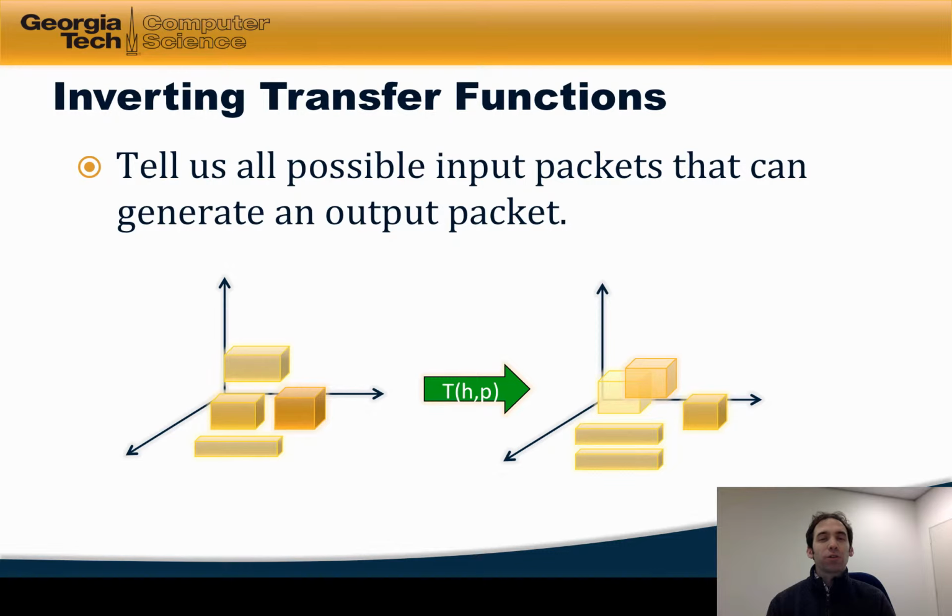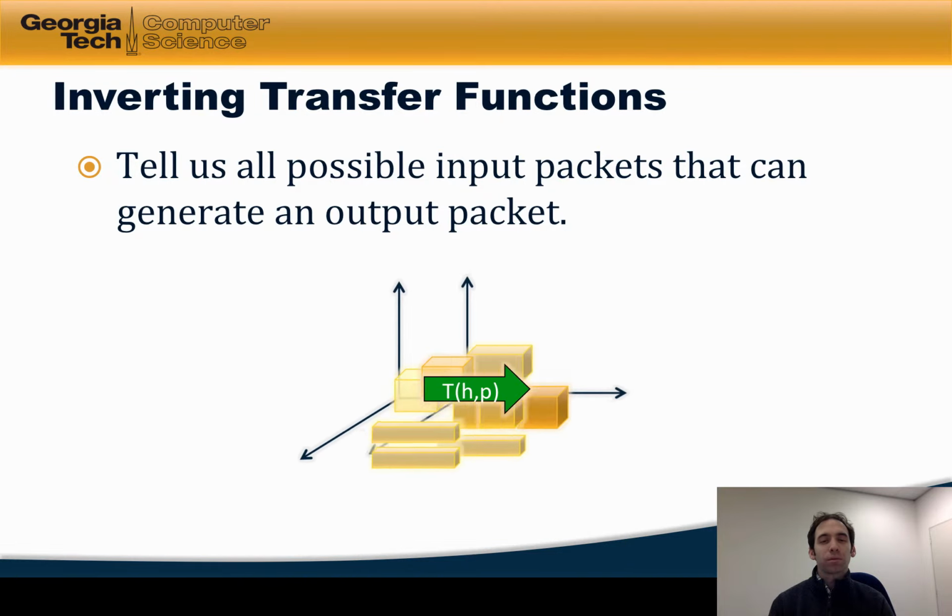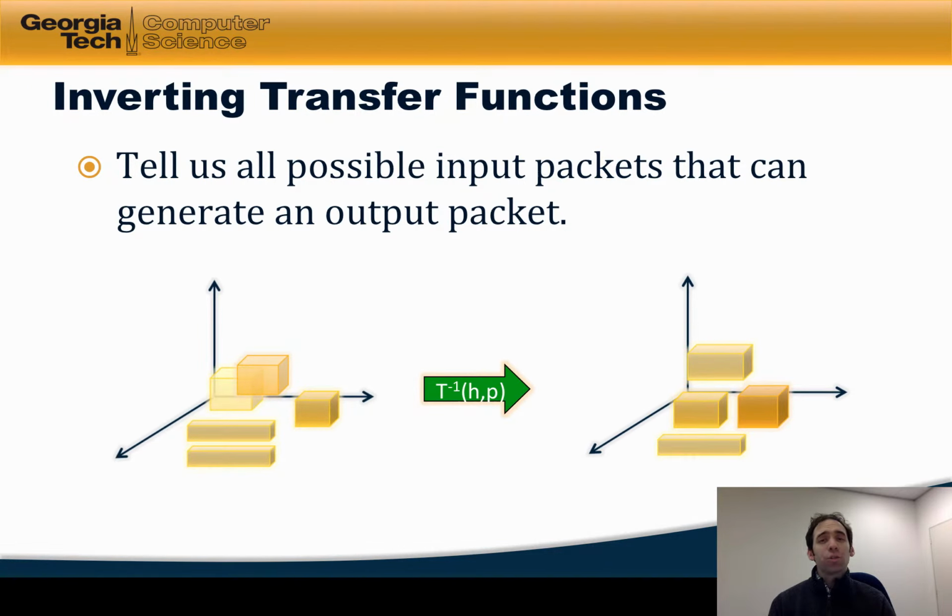Given a point in packet header space, we can invert the transfer function to tell us all possible input packets that could possibly have generated a particular output packet. This could be a useful function to apply during debugging.